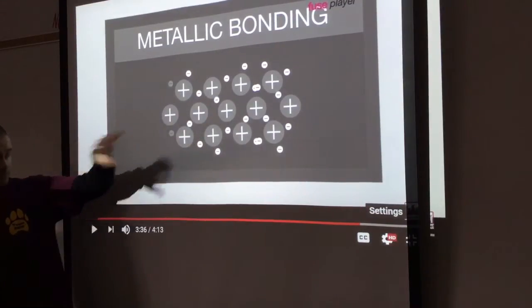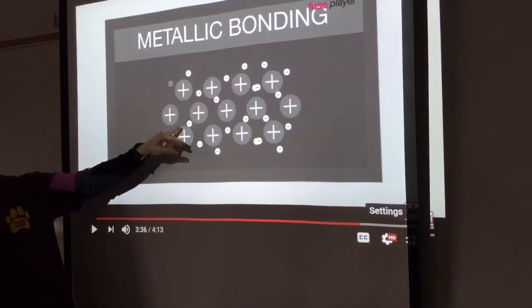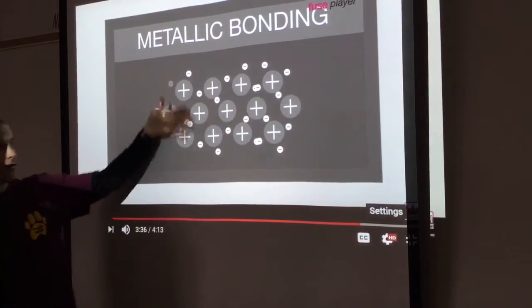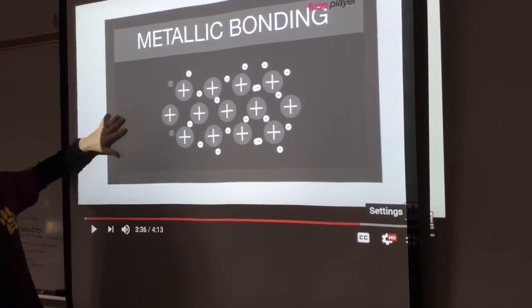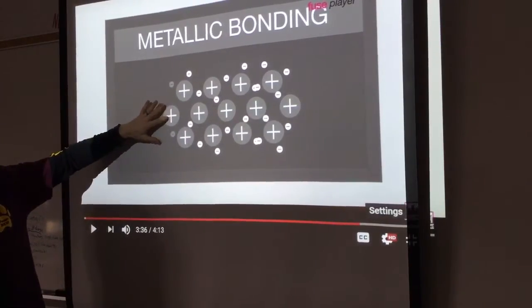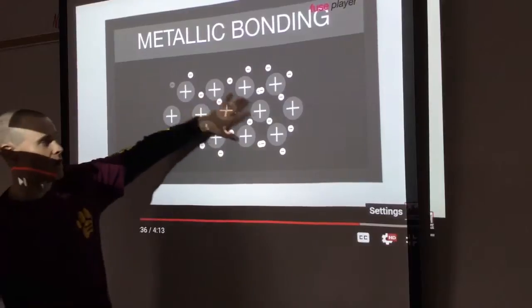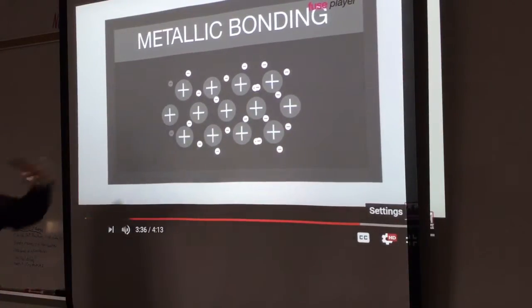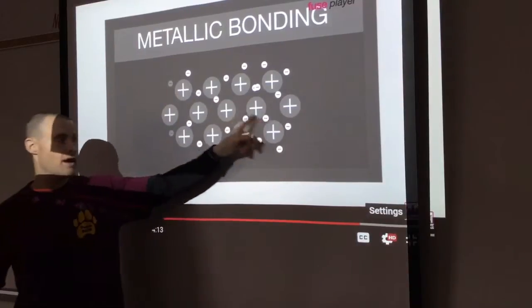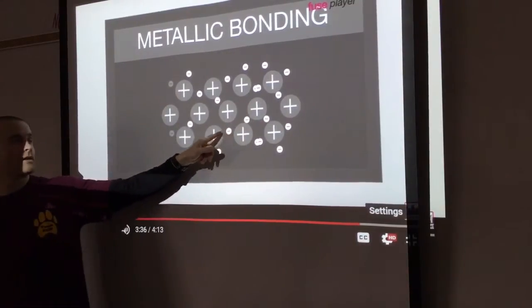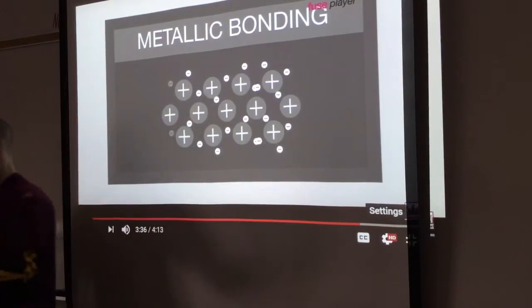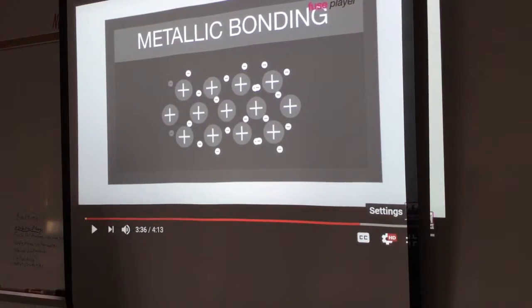When you run electricity through metals, these mobile electrons start moving with the current. If we put the electricity on this side of the metal, it'll flow this way and come out the other side, like the negative and positive of the battery. The electricity will move, and those mobile electrons, the sea of electrons, will go with the electricity. That's why it conducts, because of the mobile electrons.